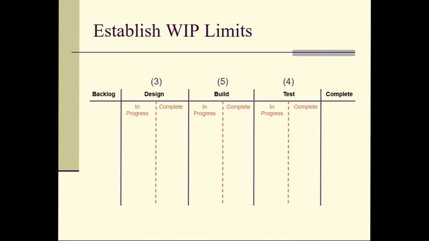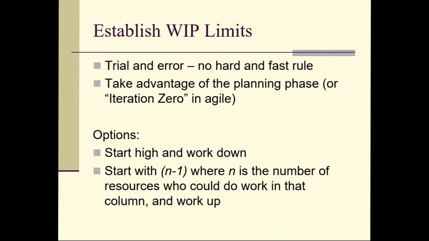So now that we've installed our work in progress limits, we know how many things can move into a column. If I have 5 builders, but I only see 4 post-it notes in the in progress column, I know one of those builders is idle, right? That's something I can do just by looking at the board and figure out that there's a problem. From a distance, I can look at it.